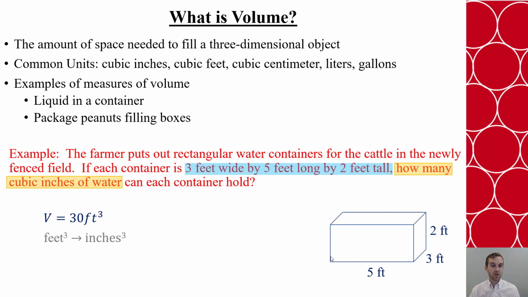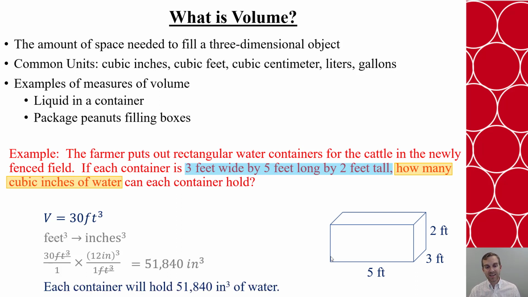So we have the 30 cubic feet over 1, and we're going to use that relationship of 12 inches to 1 foot, but in this case, we need to take each of those terms and cube them. 12 inches cubed means 12 inches times 12 inches times 12 inches. Just like 1 foot cubed means 1 foot times 1 foot times 1 foot. It's just that 1 cubed is 1, which is why you don't necessarily see the parentheses around it in the same way. But if I multiply those terms, I would end up with 51,840 cubic inches in each container.